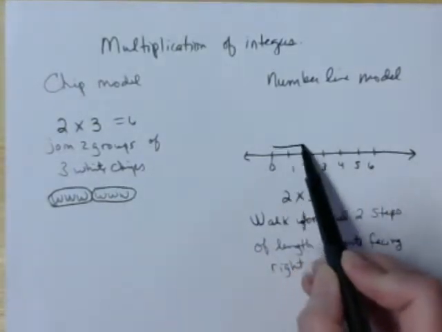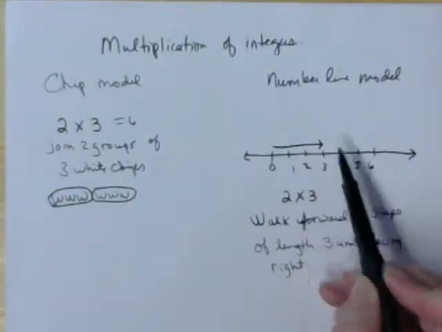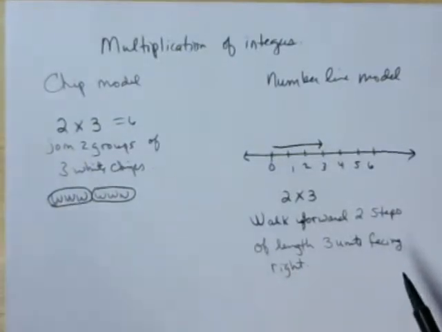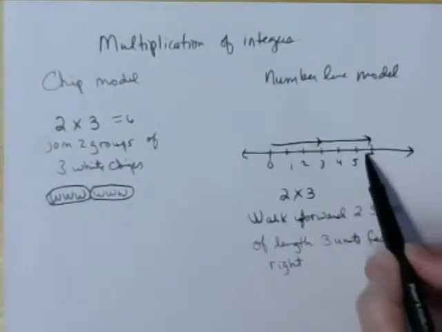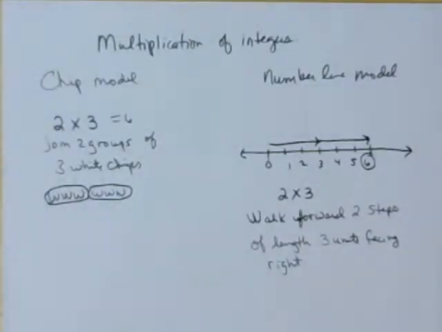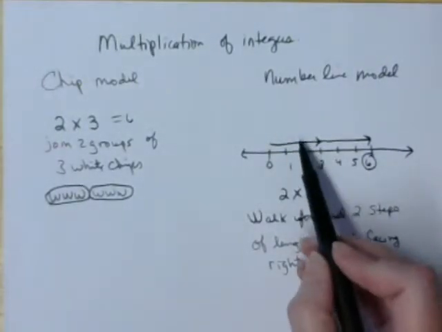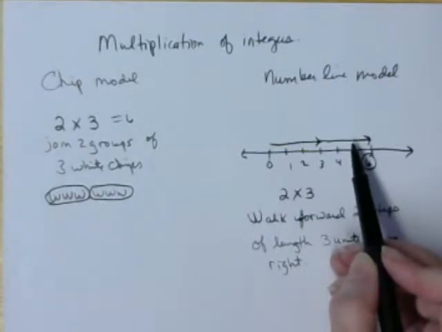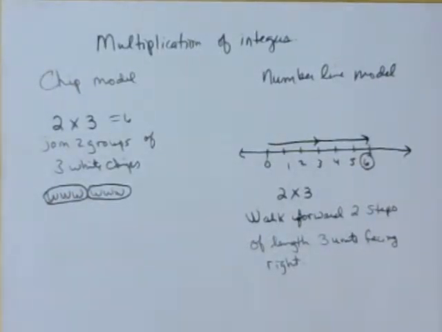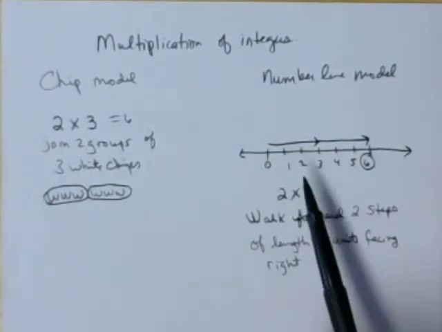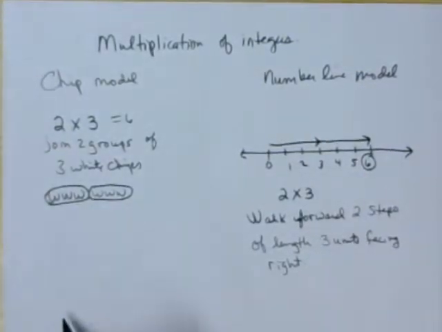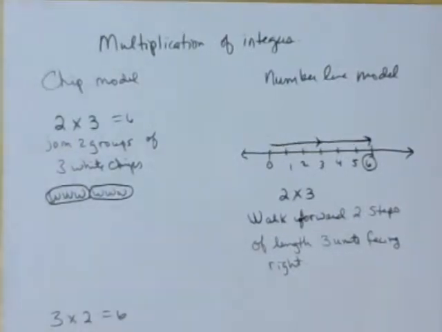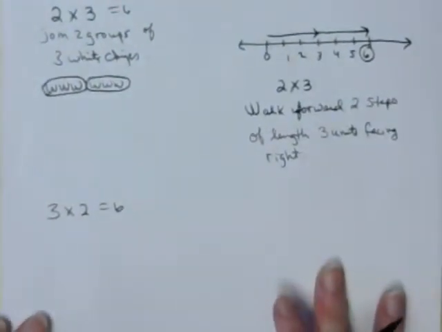All right, so this looks like this. Here's 1 step of 3 units facing right. Here's another step of 3 facing right. We end up out here at 6. This represents a positive 3, and this represents a positive 3. So if you think about the idea of multiplication as repeated addition, here we're adding 3 to itself twice. Okay, that is different than 3 times 2. We still get 6 for an answer, but you'll notice that the model is different.